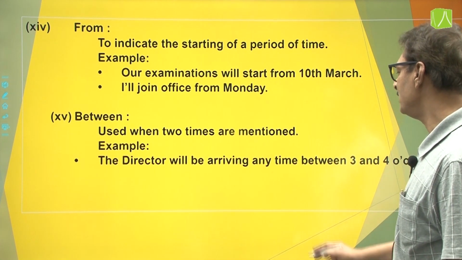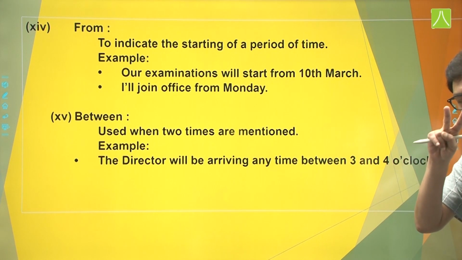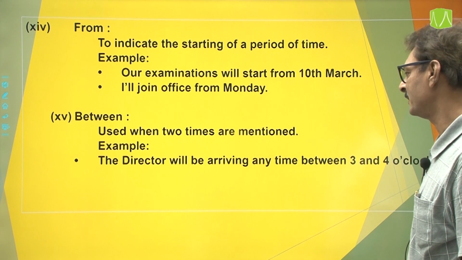Example. The director will be arriving any time between 3 and 4 o'clock. तो 3 और 4 बजे के बीच में. So two times are specified. We use between.